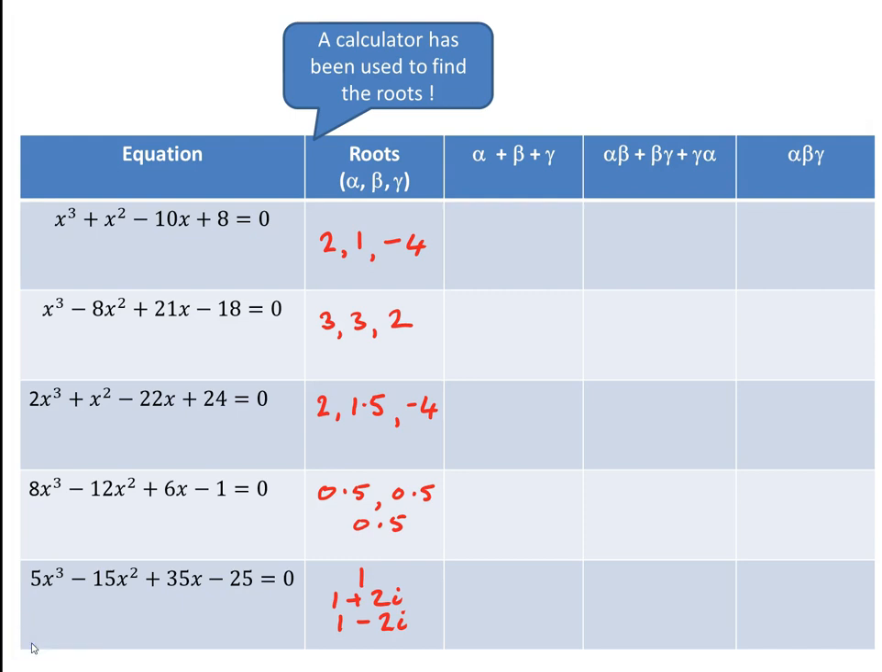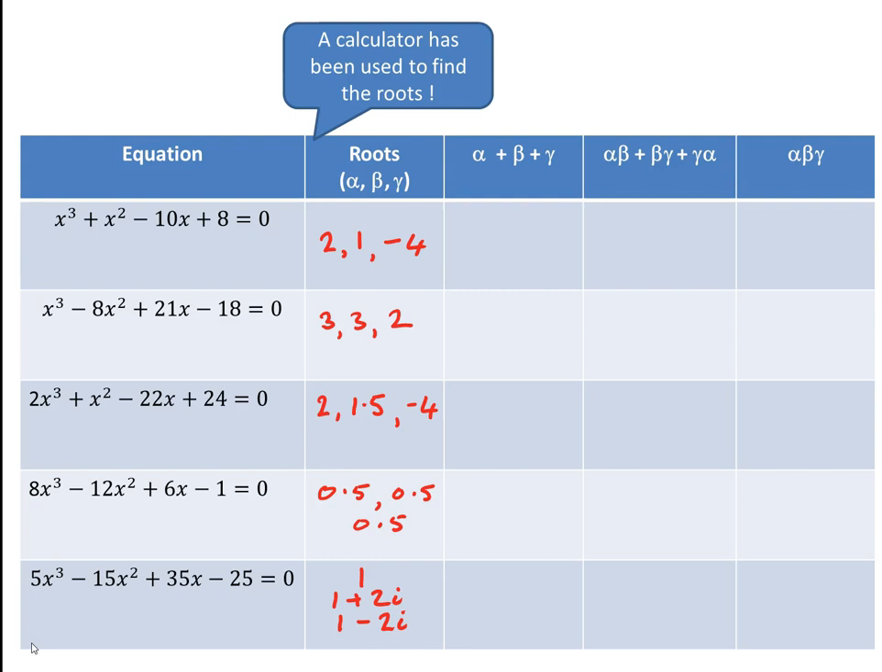Now these days we're lucky enough to have calculators, many of which will solve cubic equations for us. So we've got here 5 different cubic equations, and I've used my calculator to obtain the roots, which we're going to call alpha, beta and gamma, of those 5 equations. And what I want to do is investigate the properties of alpha + beta + gamma, then of alpha beta + beta gamma + gamma alpha, and then finally of alpha times beta times gamma.